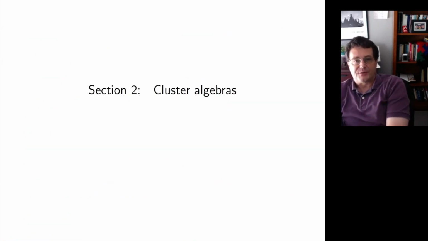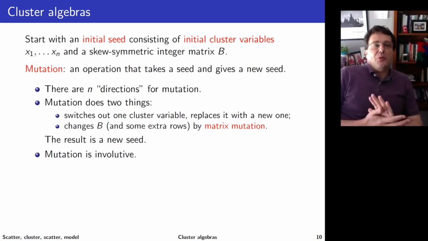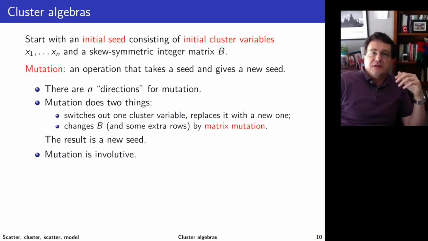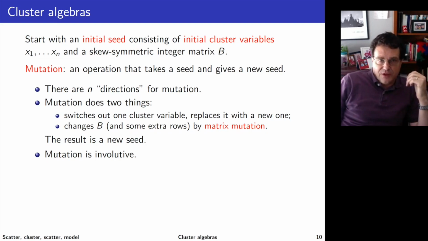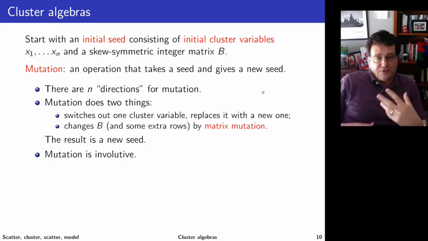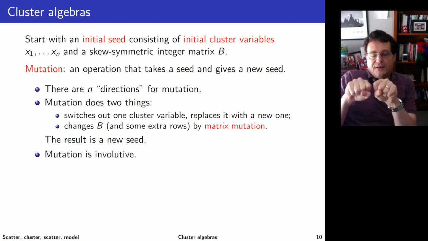Let's talk about cluster algebras. This will be very much a cartoon version of cluster algebras, but we start with an initial seed. It consists of initial cluster variables, and we'll just call them x1 through xn. We also start with, again, a skew-symmetric integer matrix B, and if you press me, I'll let it be skew-symmetrizable. So we have something called a seed. It's an initial seed. It has the cluster x1 through xn and the integer matrix B.